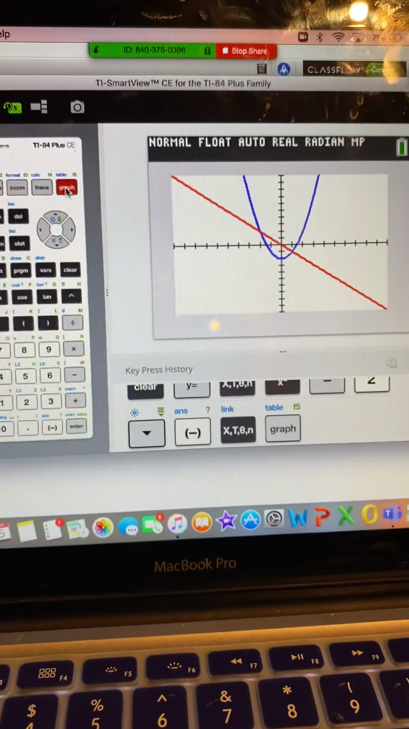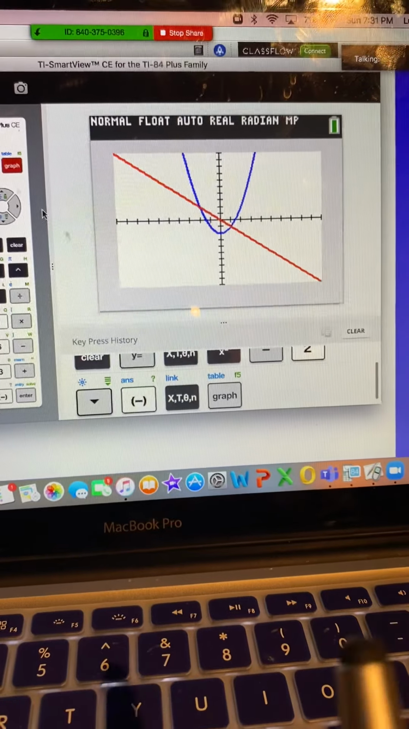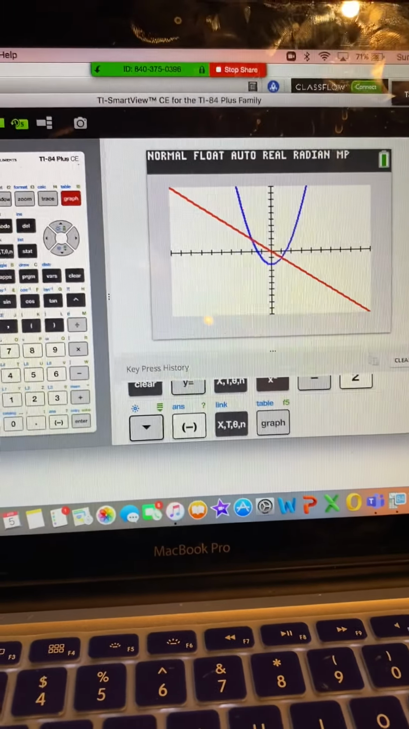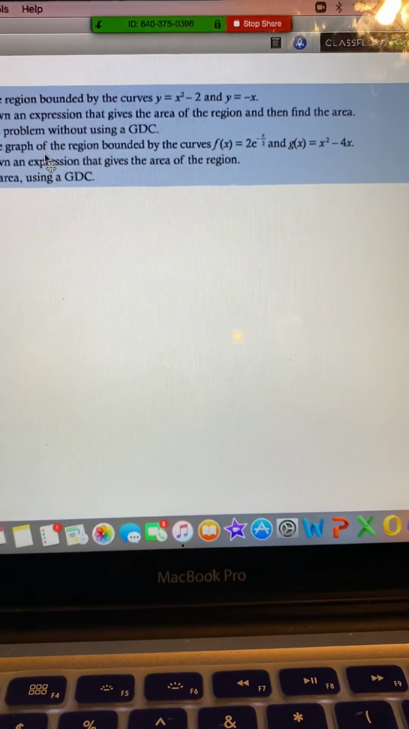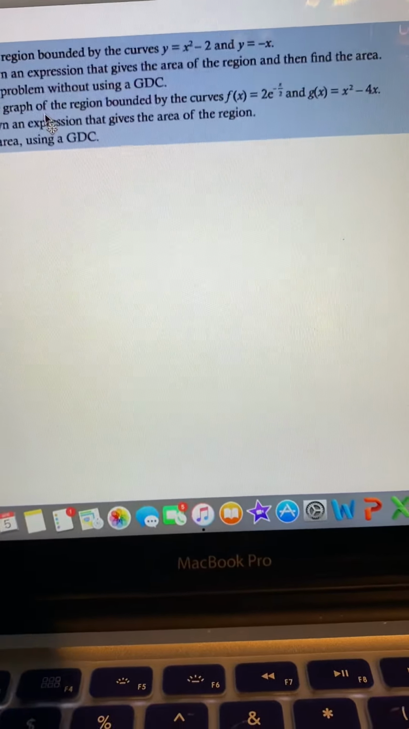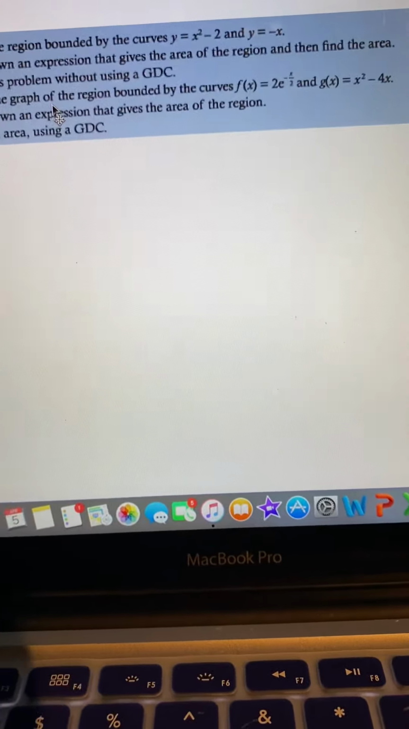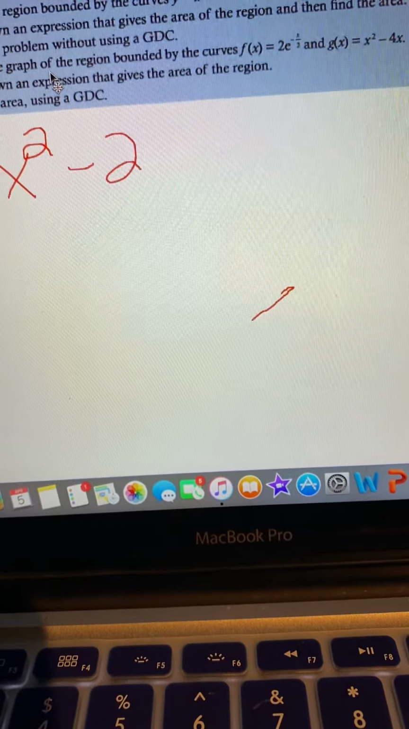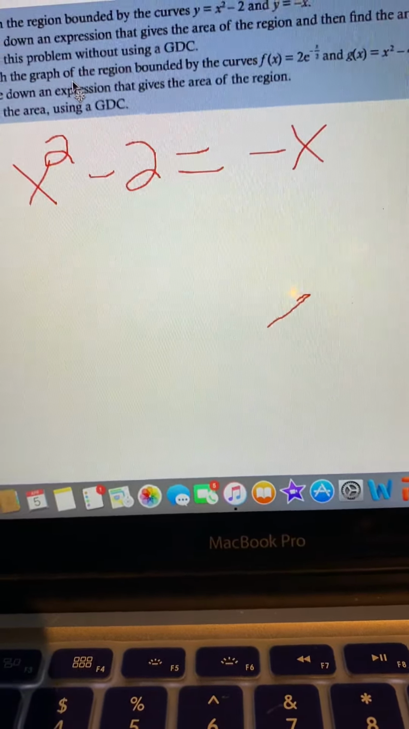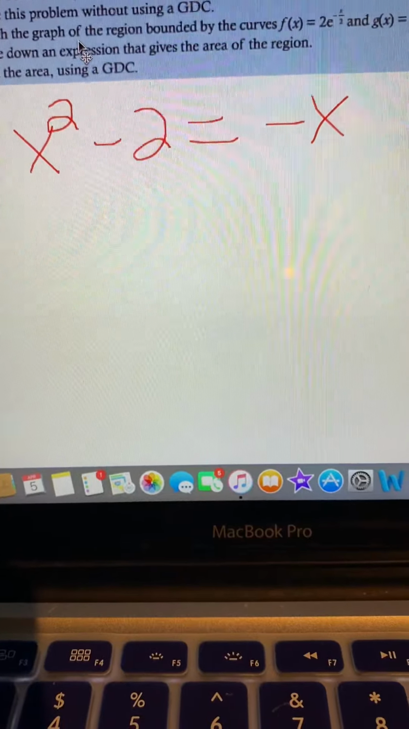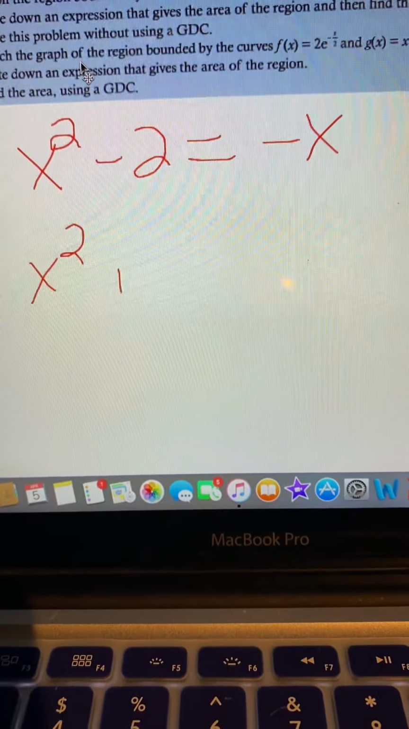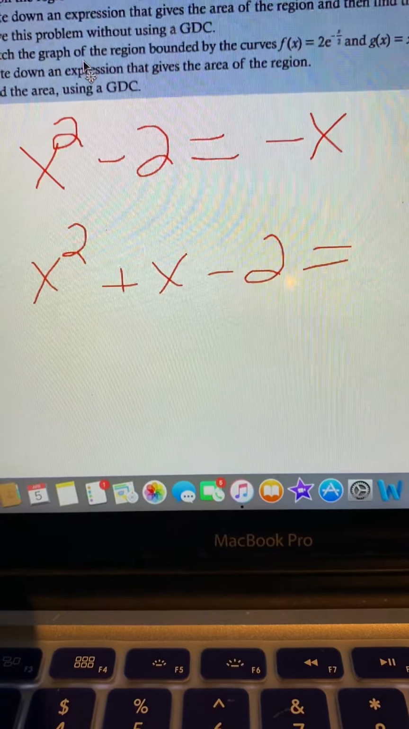Now, that's not that difficult. Let's try to do that here. Now, how do I know where the two graphs intersect? Well, basically what I'm going to do is set both functions equal to each other. x squared minus 2 is equal to negative x. Let me erase this because it's bothering me. Okay, now let's put everything to one side, bring the x to the other side, and I get x squared plus x minus 2 is equal to 0.